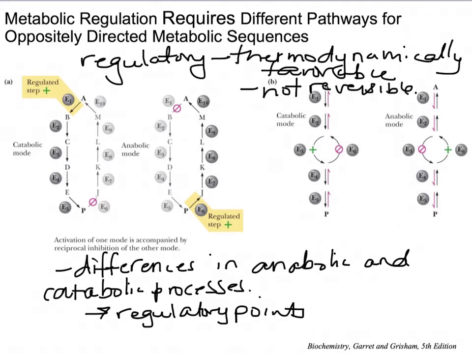The other way in which a cell will regulate metabolism is by compartmentalization. So that anabolic processes will occur in one compartment of a cell, and catabolic processes will occur in another.